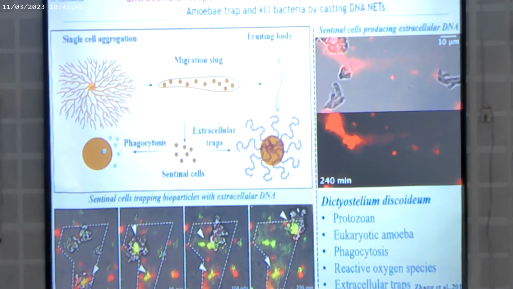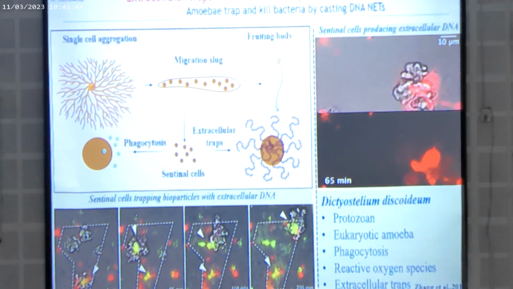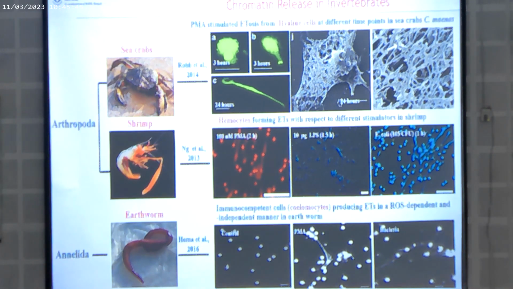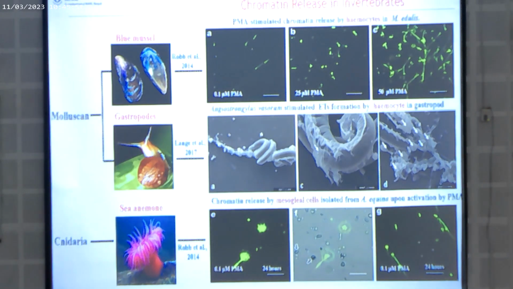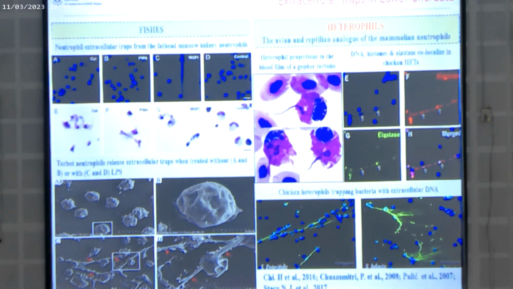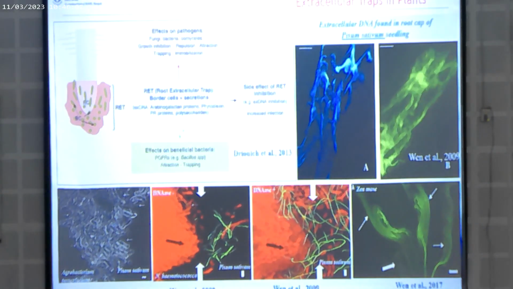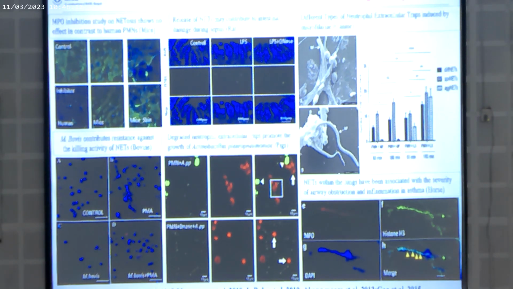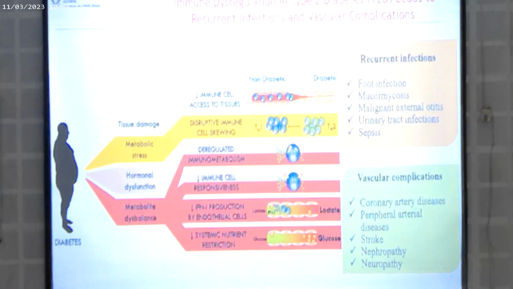So as I said, in evolution, we call them extracellular traps because these organisms do not have neutrophils, they are single cell protozoans. These also have been shown to induce NETs. And then these are lower invertebrates like sea crabs, shrimps, earthworms, they also can make NETs. So it's an evolutionarily conserved mechanism. This is again in lower chordata, in the fishes, in the chicken, in the birds, in the avian families they are made, and in the plants they call them root extracellular traps because root cells make this usually in the plants, and then in higher organisms, canine, rats, rodents, pigs, and later in the human.